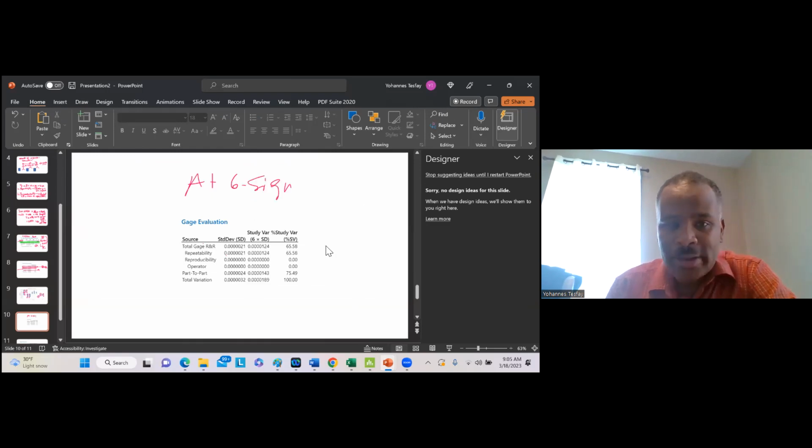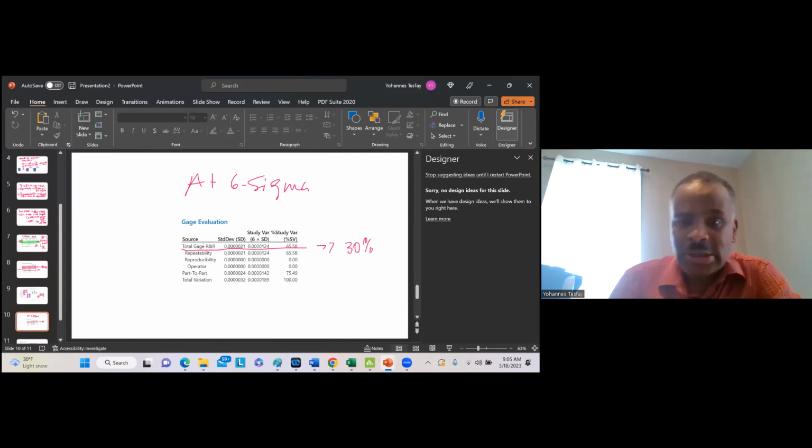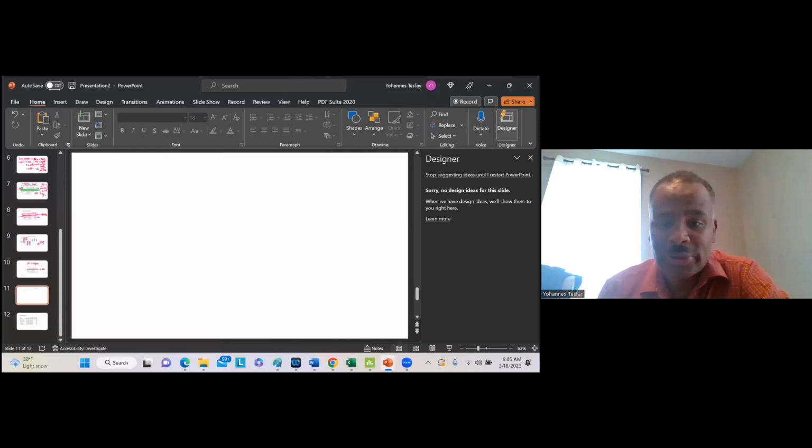Expecting the process is operating at 6 sigma level. So the total gauge R&R here at 6 sigma. At 6 sigma, precision or error control rate, our total gauge R&R is 65%, and this is greater than 30%. So our next step is to investigate where those errors come from.